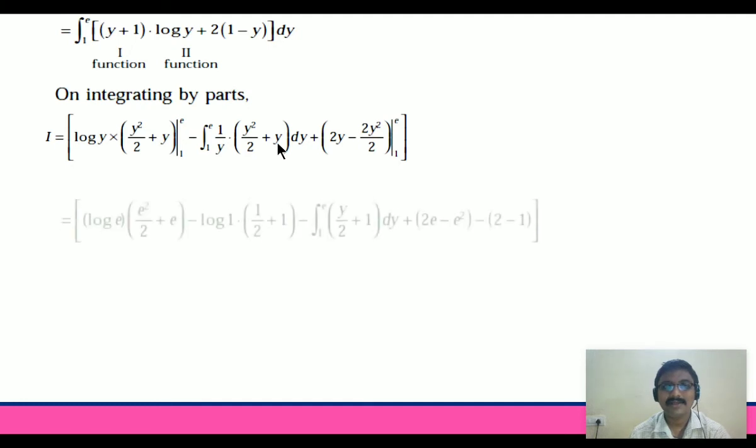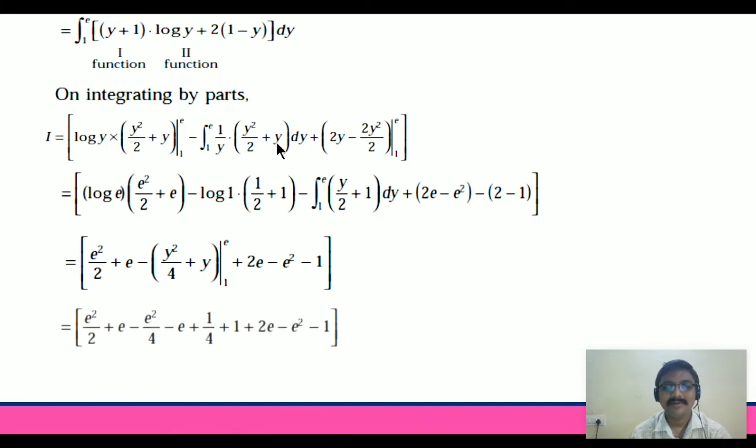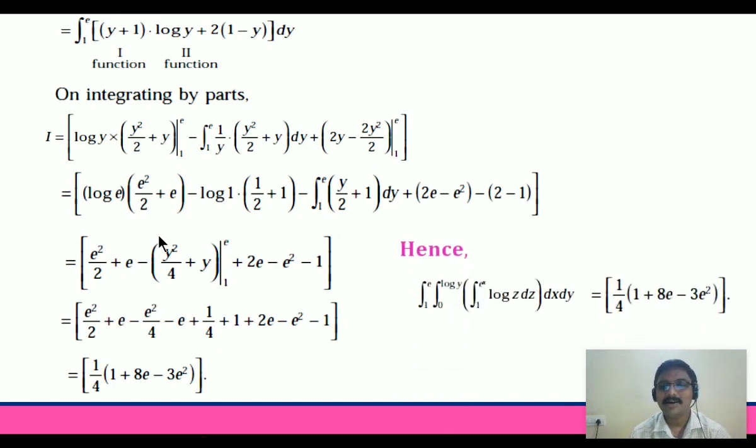We have to replace the upper limit as e and lower limit as 1. And then simplifying the single integration, we will get the result as 1 by 4 into 1 plus 8e minus 3e square. So hence the result of the triple integration is obtained.